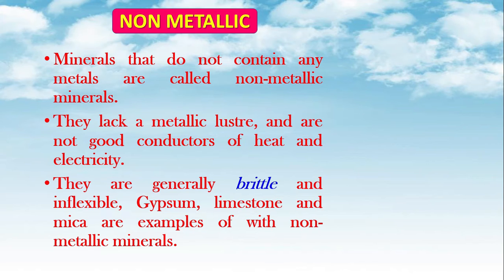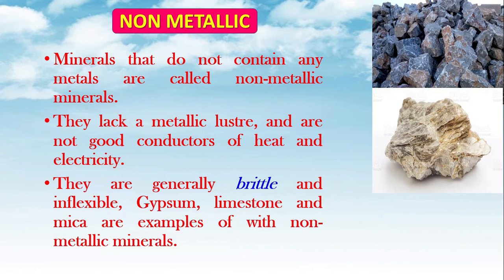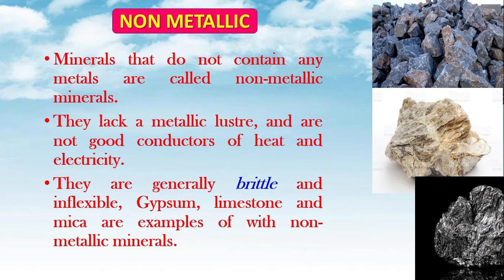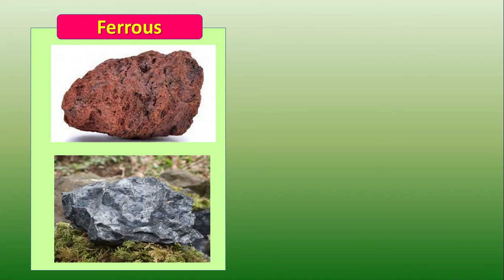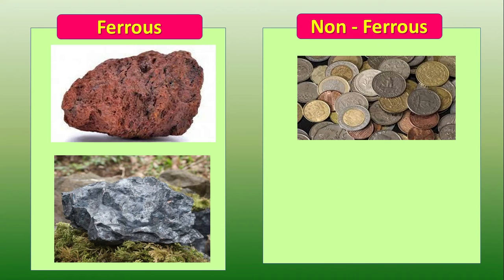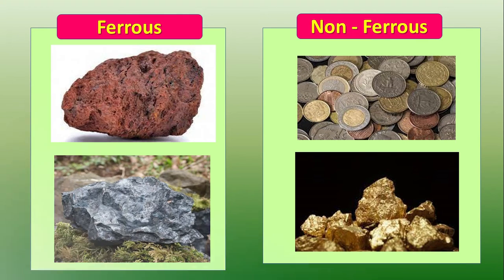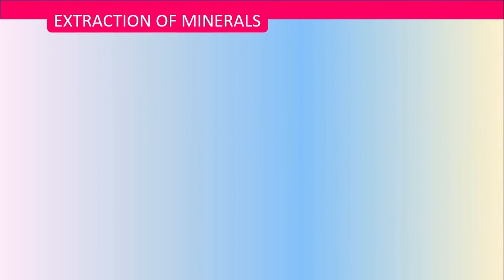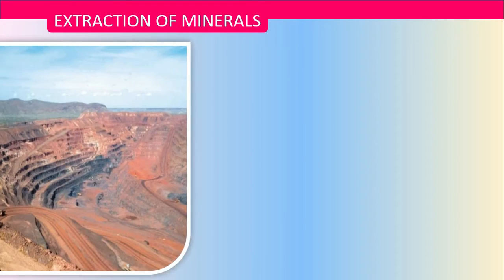So they are generally brittle and inflexible. Gypsum, limestone and mica are some of the examples of non-metallic minerals, right? So these are the pictures of examples of non-metallic minerals, right? And the next one is ferrous. So these are pictures of some examples for the ferrous, and this is a picture for the non-ferrous examples, right? And the next one, extraction of minerals.